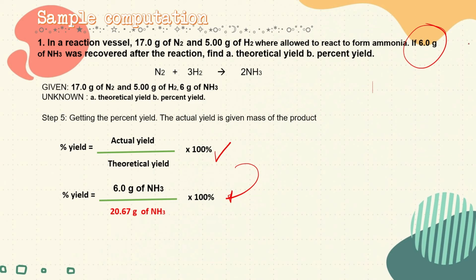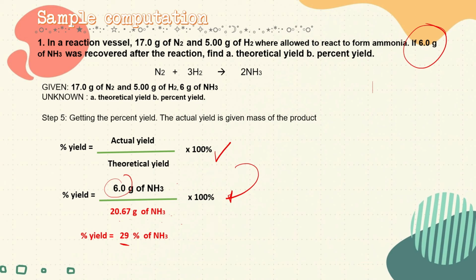We use this formula and substitute all the given data. So we have 6.0 gram of ammonia and 20.67 gram of NH3. Ito yung sagot dun sa step 4. Then calculate it. The answer will be 29% of ammonia. So we always follow the significant figures. We have two significant figures here.